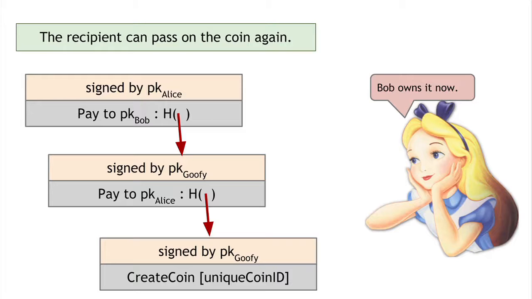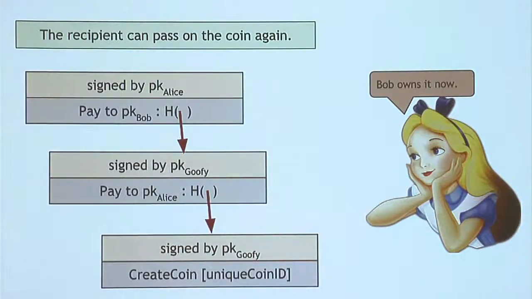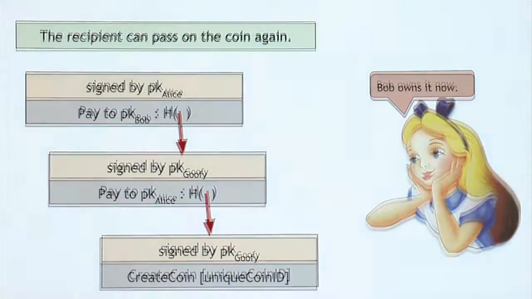Now Alice can move on, and she can spend the coin as well. Here we have the coin we had before, down here at the bottom. We have the creation of the coin signed by Goofy. Now Goofy paid the coin to Alice via this hash pointer, and he signed that. Now Alice is the owner of the coin. She can create a statement like this that says, pay this coin to Bob's public key, and here's a hash pointer to the coin. And now Alice signs that. Because Alice was the valid owner of the coin, which we could verify by walking this chain, now we know that this is valid and the coin belongs to Bob. So Bob is now the owner of this coin.